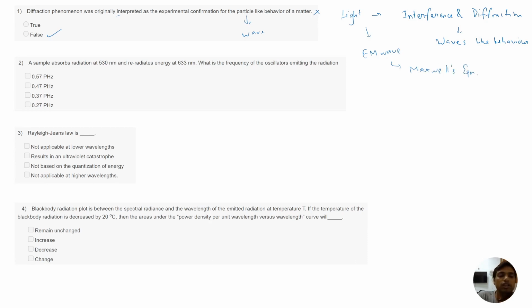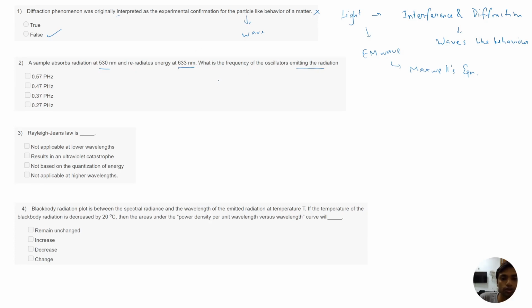Okay. A sample absorbs at 530 nanometer and re-radiates energy at 633 nanometer. What is the frequency of oscillators emitting the radiation? So emission is happening at 633 nanometer and absorption at 530 nanometer. But what we want to understand is the frequency of the oscillators, so we look at the emitting part. Emission is happening when the sample re-radiates, which is at 633 nanometer.